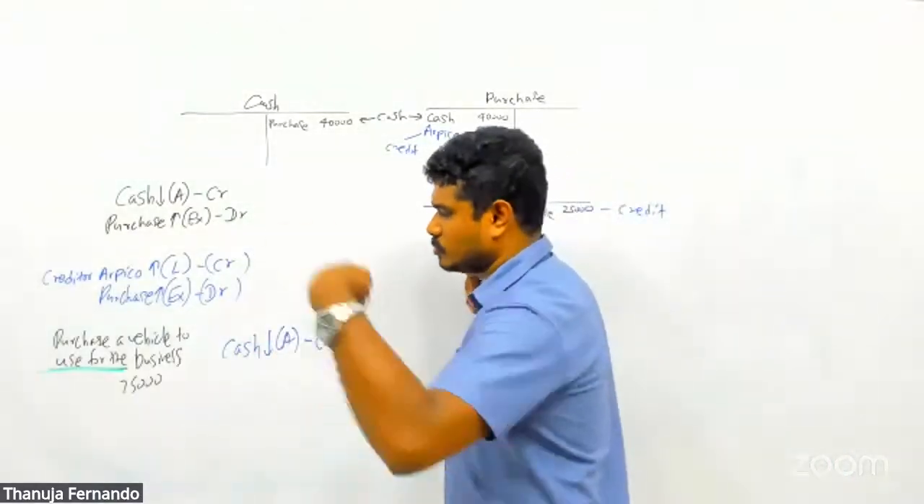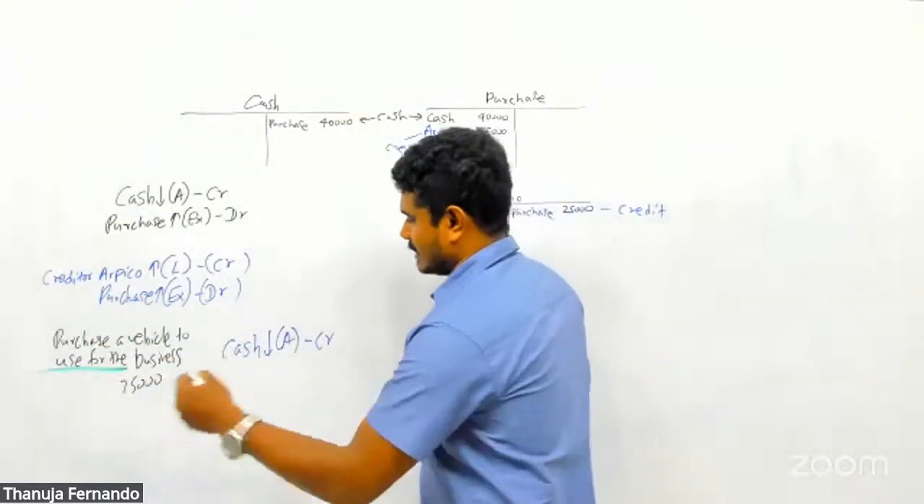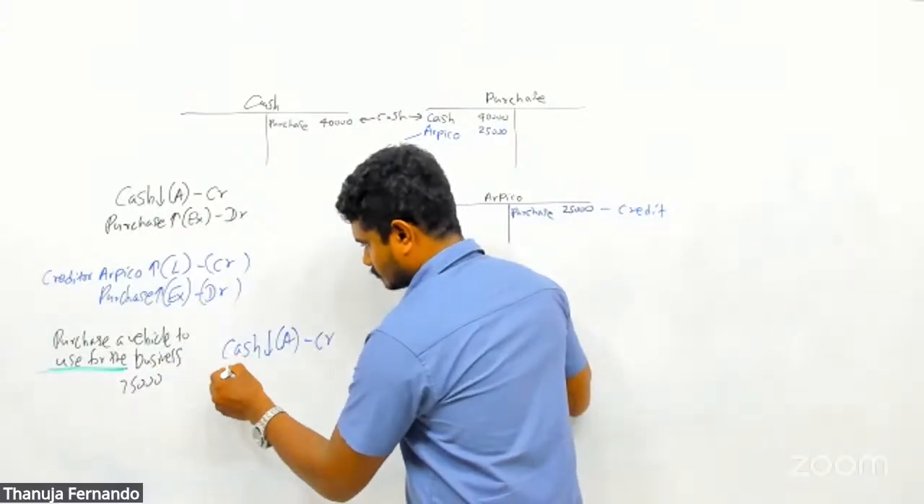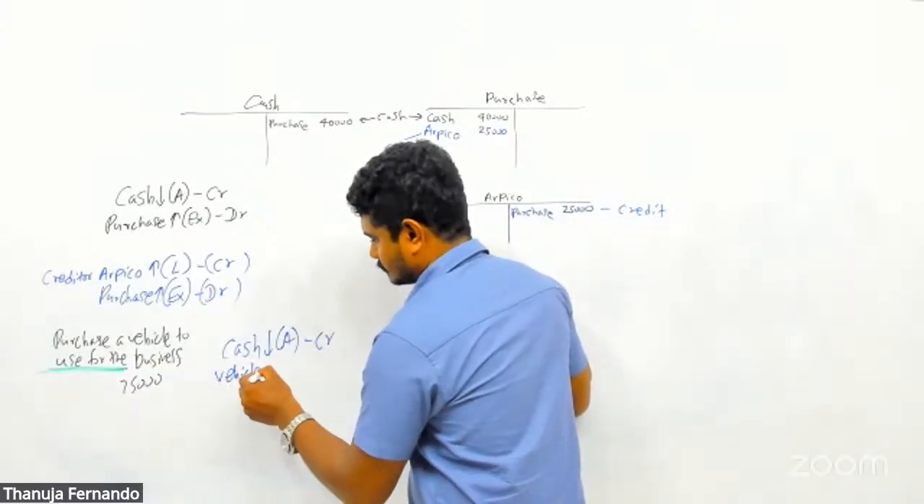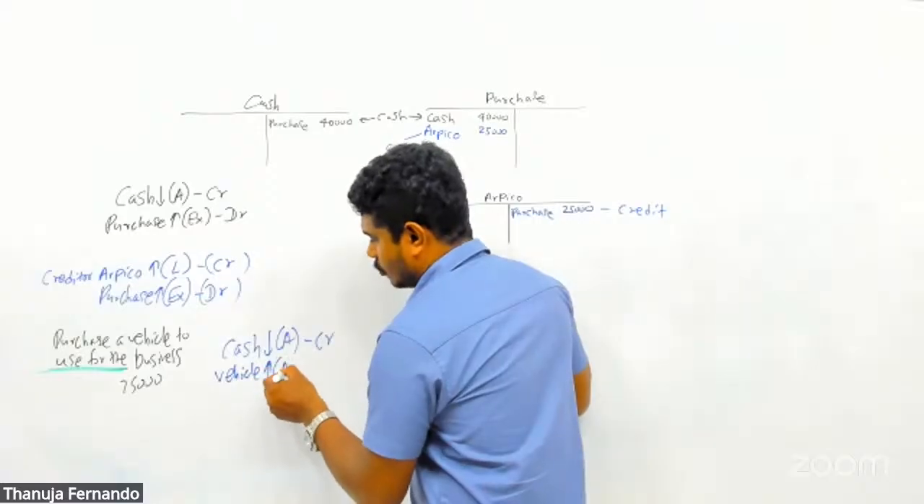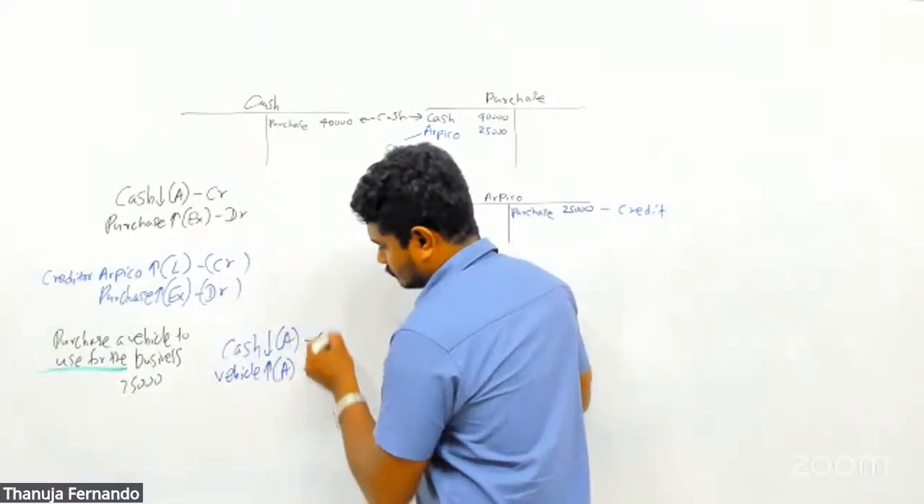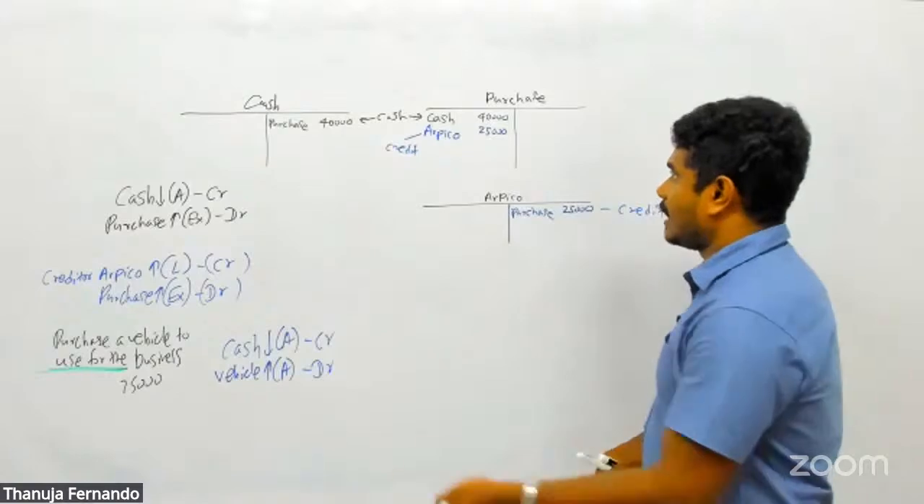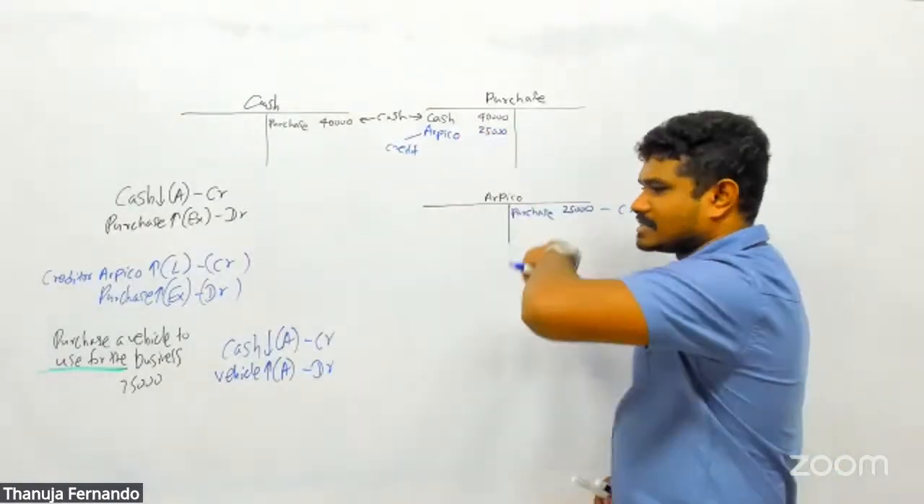So then we have to consider it as an asset. Then vehicle increasing. Vehicle also an asset increasing, debit.